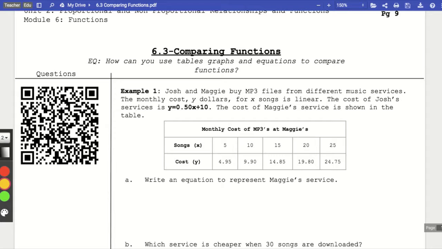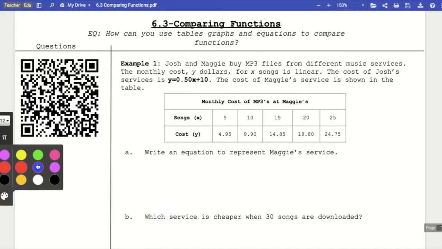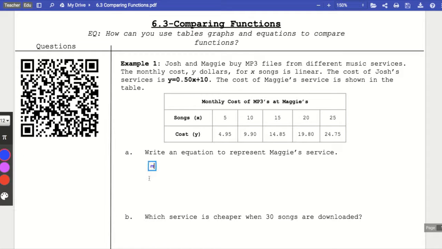So what we're going to do is write an equation for Maggie's so then we can compare it to Josh's. So how I'm going to write an equation for Maggie's is that first I've got to find the slope, because no matter what, if I'm going to write it in y equals mx plus b, I need to have my slope. So remember, to find the slope, we're going to use the slope formula. So m equals y2 minus y1. In this case, y2 is 990. Just going to make a fraction. 990 minus y1 is 495. And again, that's just the second number minus the first number over x2 minus x1, which is 10 minus 5.